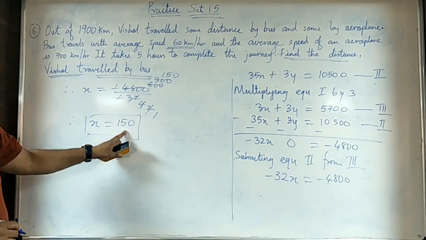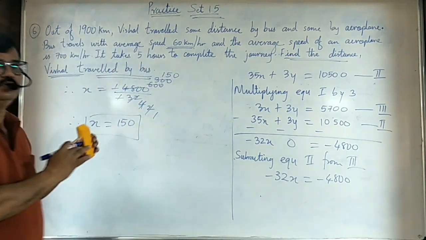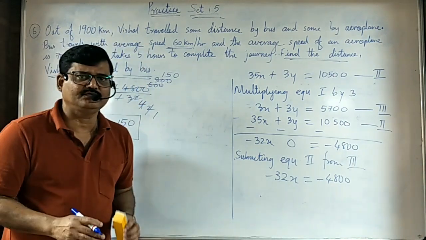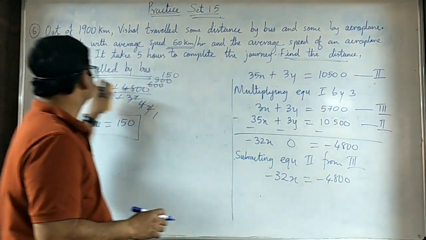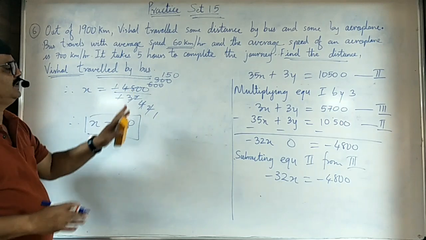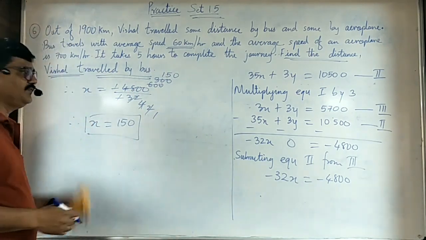X, and we got what? X value is 150. And if you check this out, note that after this we don't need to find the y value. Why don't we need to find the y value? Because they already told you to find the distance Vishal traveled by bus. So there is no need of finding the distance traveled by aeroplane. So this is your final answer.